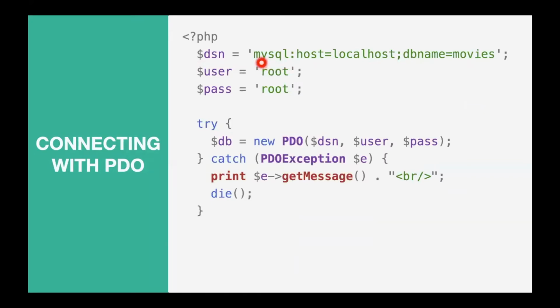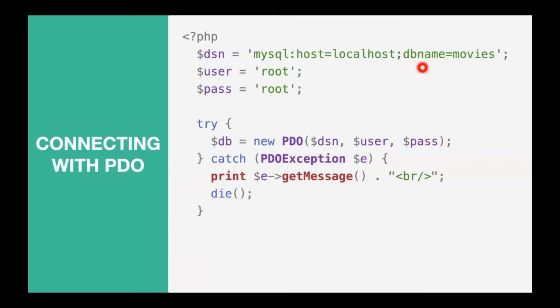It will start with the MySQL prefix and a colon, and then we'll have the host value, so key and value, as well as the database name and value. Remember that when you're connecting to a database, you will need to provide it with a host. The host is the location of the database. Is this going to be a remote database or a local database? For this course, we're going to be working only locally, so it'll always be localhost.